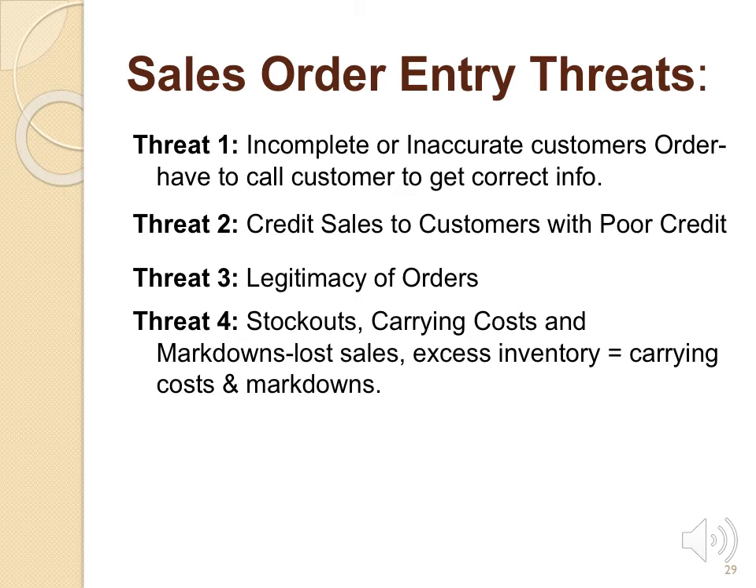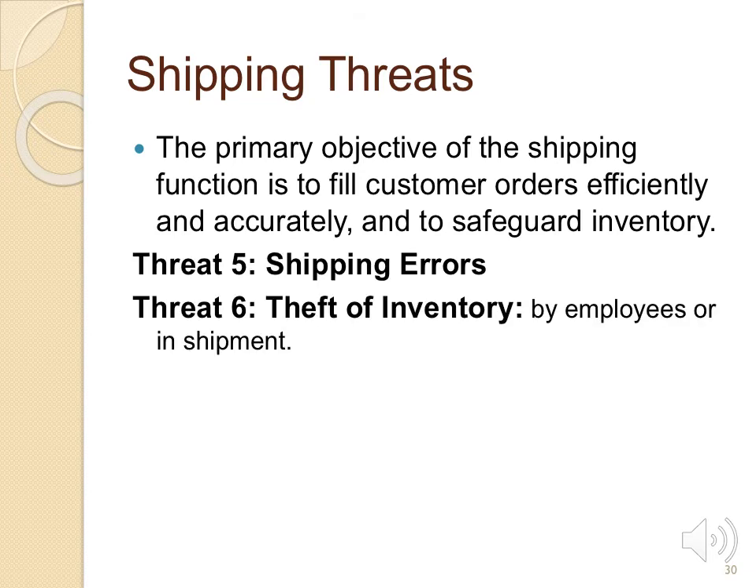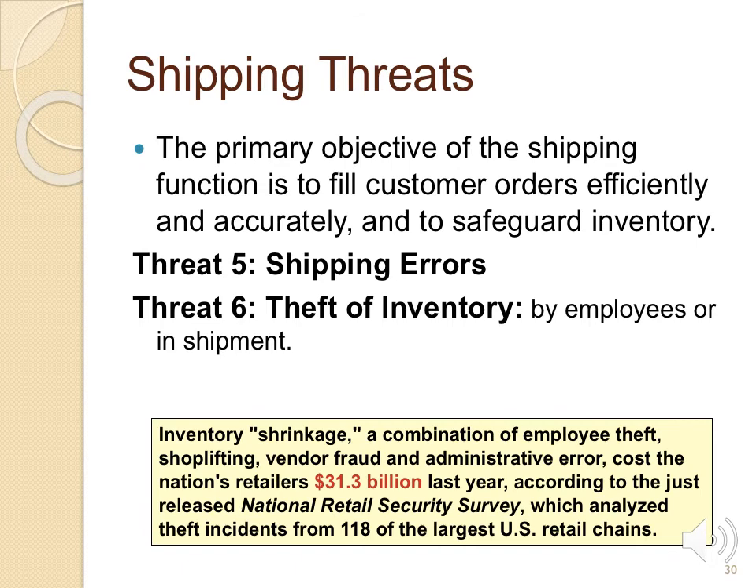Okay, and then stock outs, carrying costs, markdowns, lost sales, excess inventory. We want to avoid having carrying costs and excessive markdowns, and we do that by having a good, up-to-date inventory control system. Shipping threats. The primary objective of the shipping function is to fill customer orders efficiently and effectively. Some shipping threats: shipping errors, so we ship to the wrong customer, or we ship the wrong amount. And then theft of inventory, by employees or in shipment.